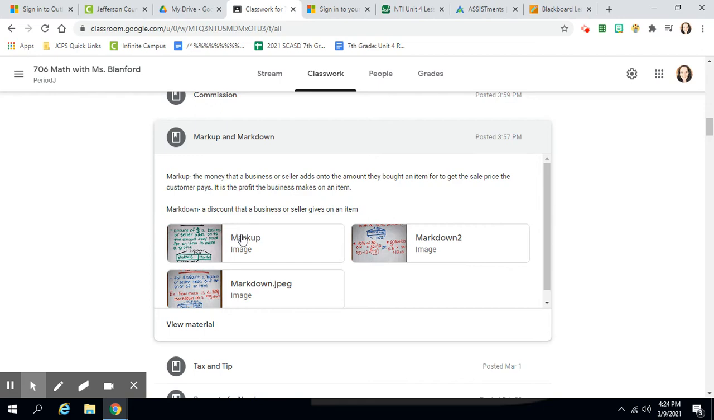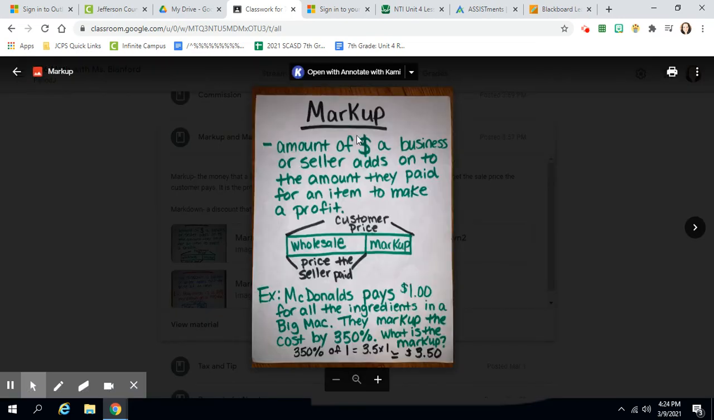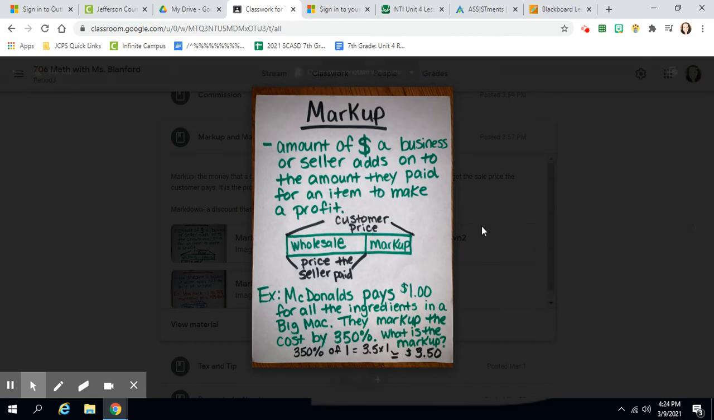So a markup is simply the amount of money that a business or a seller adds to the amount that they pay for an item. And that's just so they make a profit. So for instance, in this case, the example I give is that McDonald's pays $1 for all the ingredients that they have in a Big Mac. All right. So that right here is how much they paid to make that Big Mac for you. All right. Now, that's the price the seller paid, right? That's the wholesale. That's another way of saying that. The wholesale value of a Big Mac is $1.